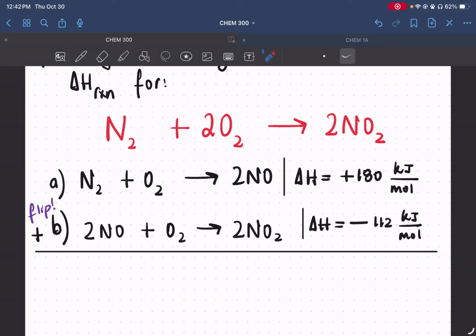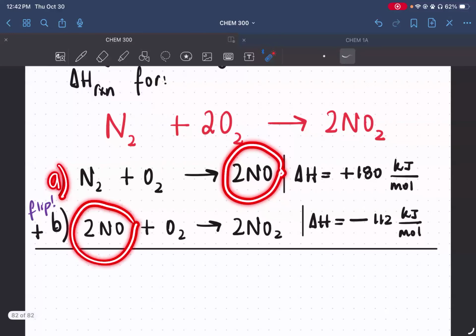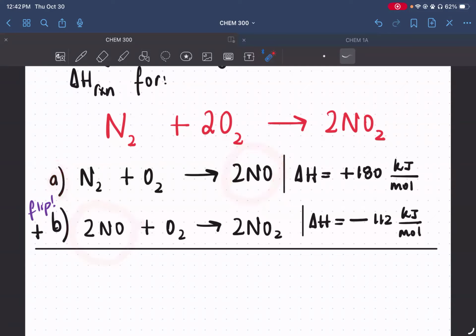Look at what happens here. Reaction A forms NO. Reaction B immediately uses it up. So overall, it cancels out. A chemical that is formed in the middle is immediately used up. That's how we know they get canceled out.